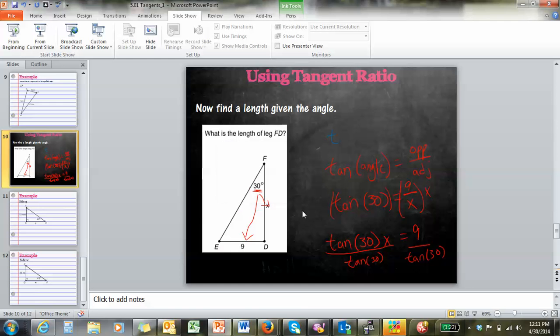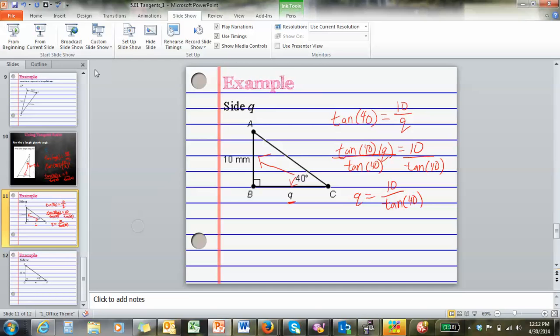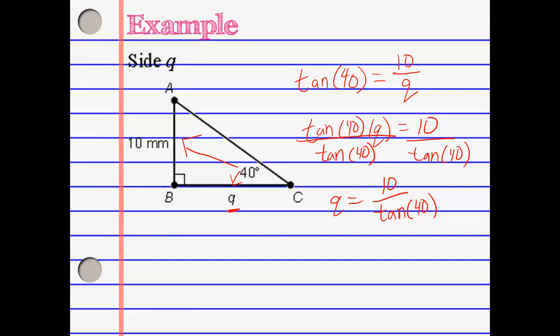So again, we're going to come out here to the calculator. All right, always double check too. So here, go back to mode, make sure that it's still in degree mode, because your answer is going to be off if it's not in degree mode. So we're going to take 10, and then we're going to divide that by tangent 40, and that's going to give us 11.91. So we're just going to say 11.9 is going to be our missing side length.